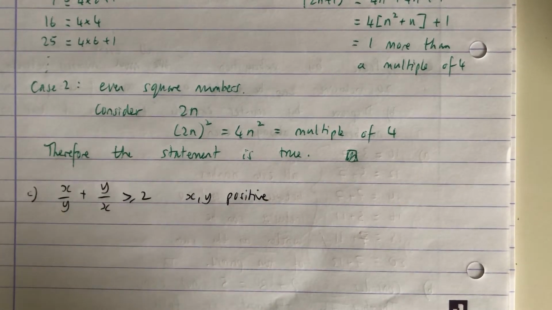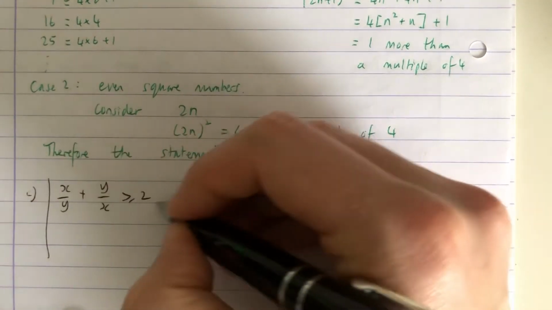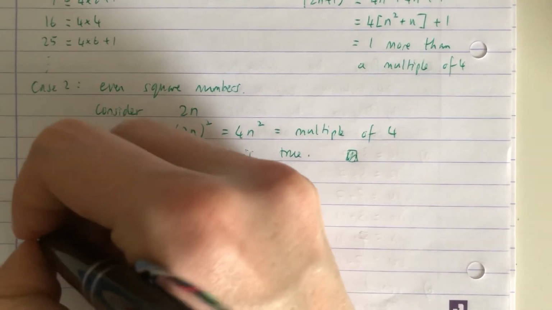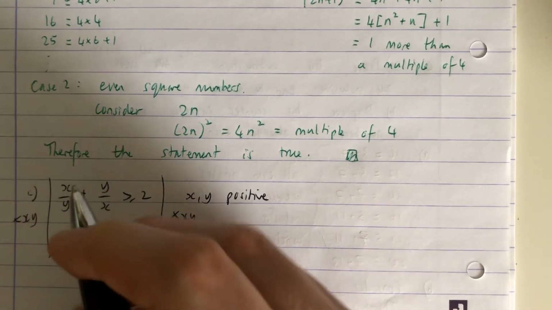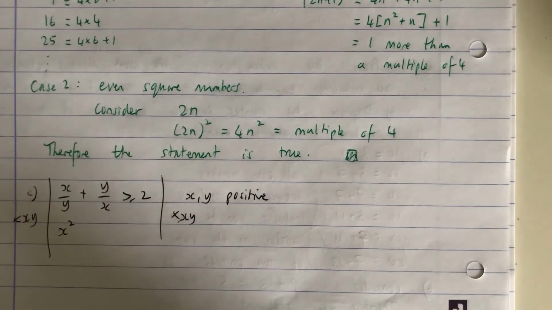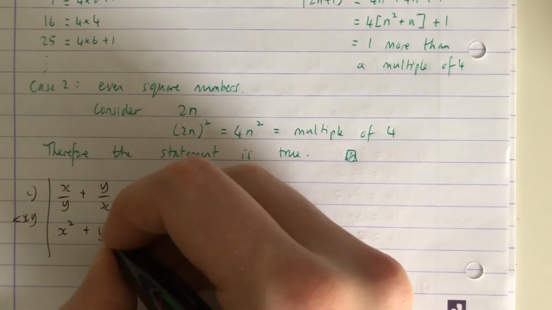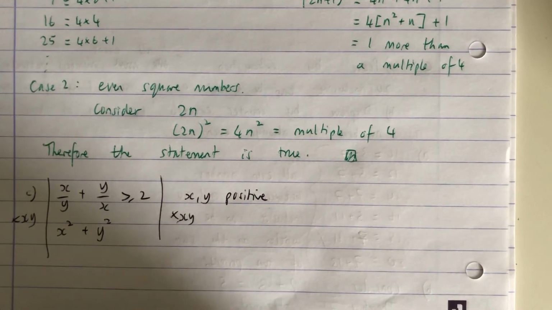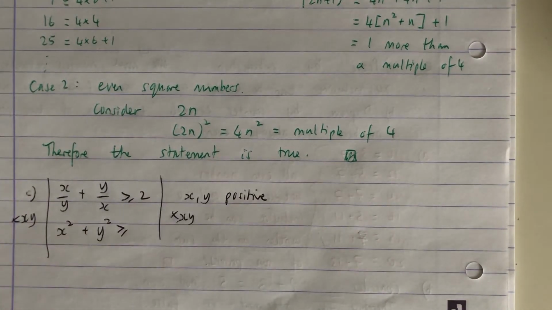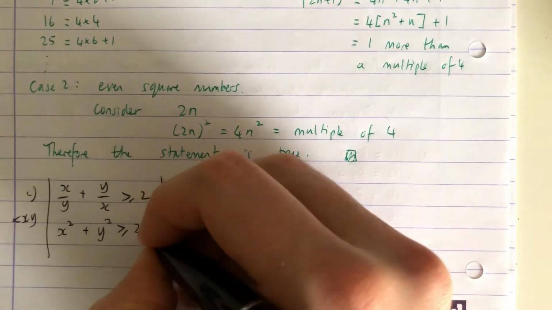Right, what would I do if I had this? Well, I don't like fractions, so I would get rid of the fraction. So I would times everything by the denominators x and y. So let's times by xy. What would this simplify to? Well, that would be x squared. The second term would simplify to y squared. The inequality sign would not change direction because it is multiplied by a positive number, so that's greater than or equal to still. And 2 times xy is 2xy.